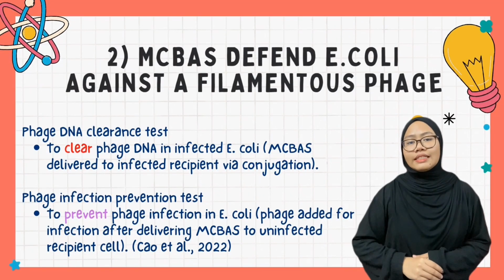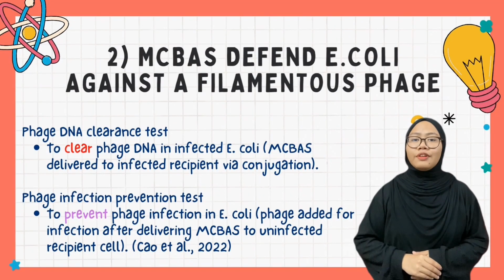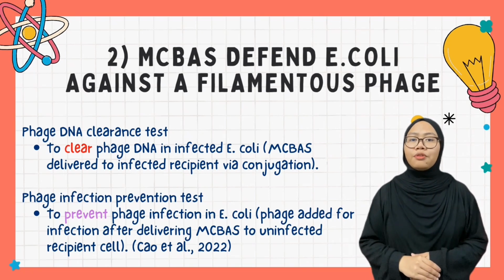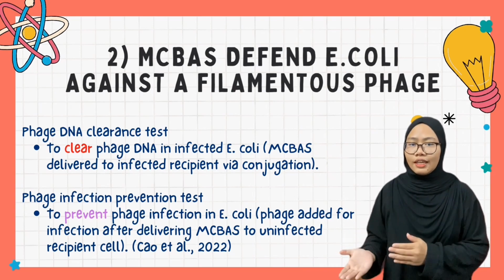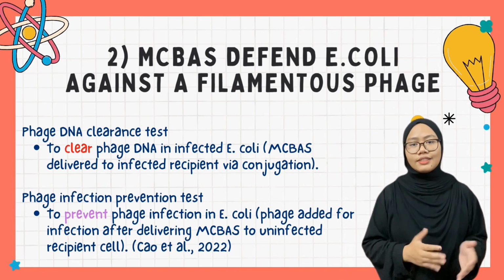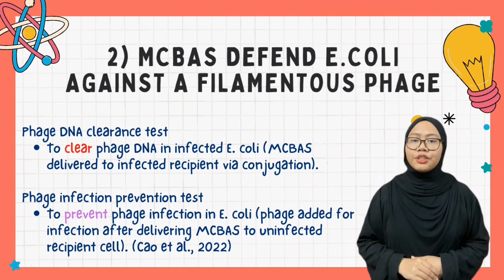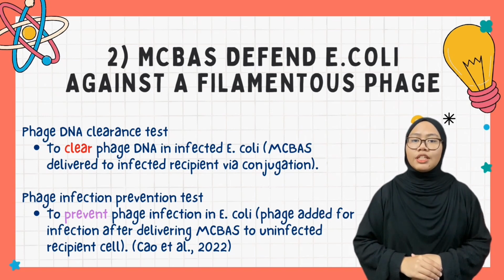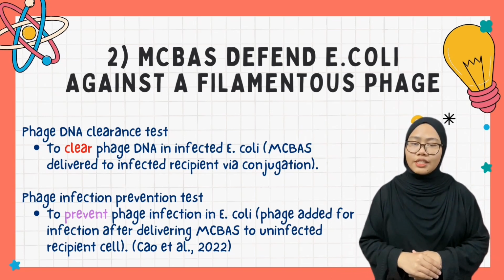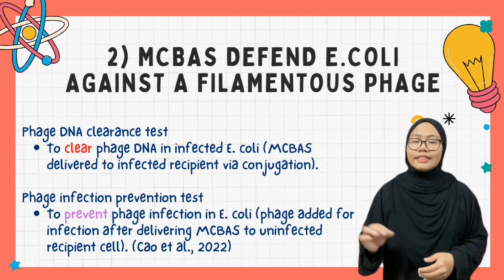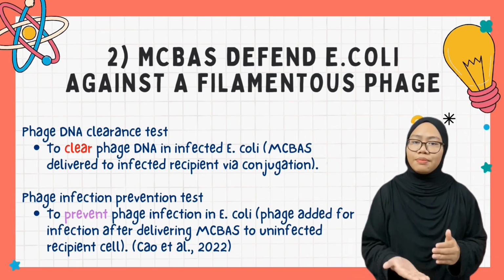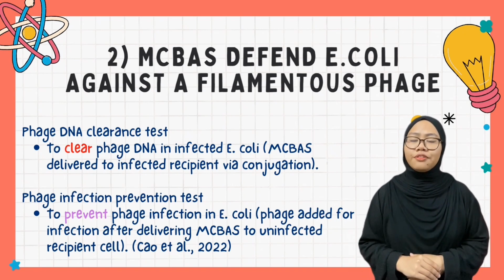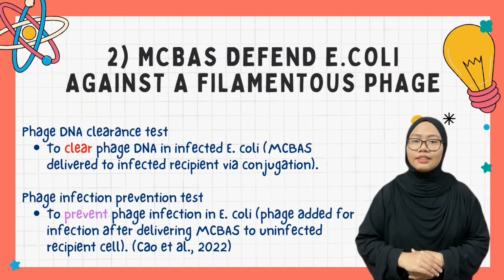The next benefit is MCBAS can be used to defend against filamentous fish. The effectiveness of MCBAS to defend E. coli from fermented fish was tested using two tests, which are the fish DNA clearance test and the fish infection prevention test. The first test, the fish DNA clearance test, was used to clear fish DNA in infected E. coli. For this test, MCBAS was delivered to infected recipient cells via conjugation to remove the fish DNA. Next is the fish infection prevention test, in which MCBAS was used to prevent fish infection in E. coli. The fish was added for infection after delivering MCBAS to uninfected recipient cells via conjugation.